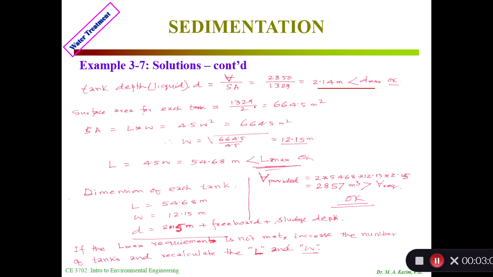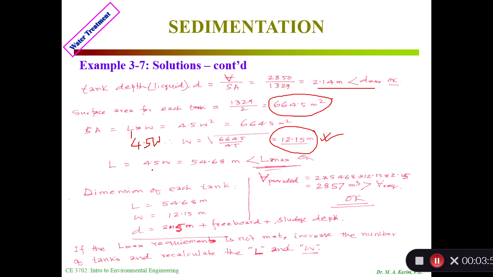So the surface area for each tank, since I'm providing 2 tanks, would be 664.5. Now surface area would be L times W. L to W equal to 4.5. That means L is equal to 4.5 times W. So W times 4.5 W would be 4.5 W square is equal to this. Then W equal to square root of 664.5 divided by 4.5, ultimately 12.15 meter. This is my width of the tank.